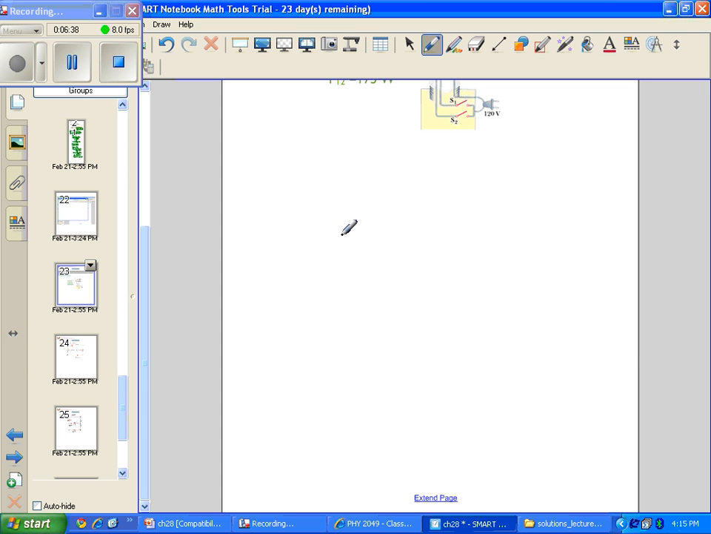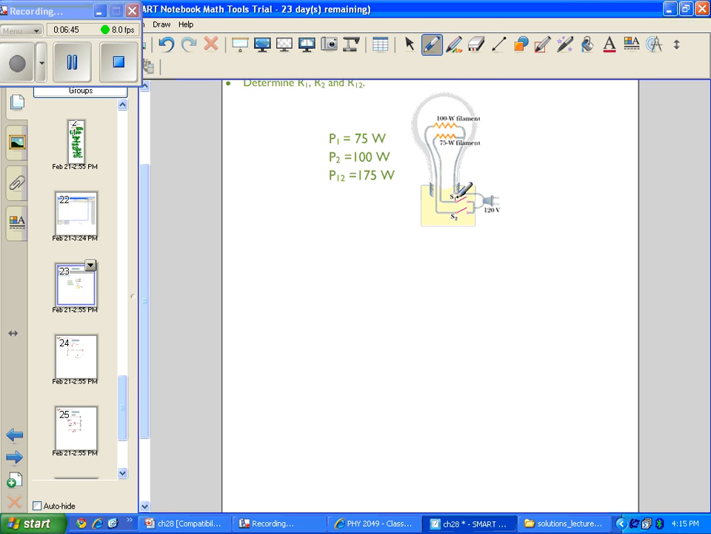We have R1 and R2 in parallel because if you look at the switch here, when S1 is closed but S2 is open, we have current that only flows through the 75 watt filament. When S1 is open and S2 is closed, we have current that flows only through the 100 watt filament. But when both S1 and S2 are closed, we have current which splits off.